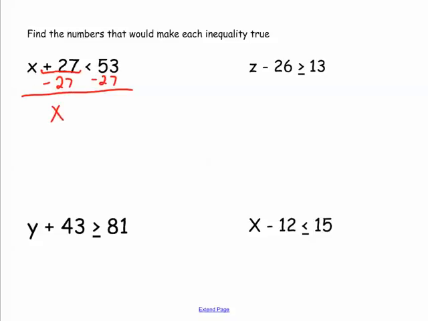So x is less than, I'm going to have to borrow here. So x is less than 23. So it's any number less than 23. Okay? So 22 would work, 21, okay? Even 22.9 would work. Anything less than 23. All right? I want you to pause the video and do these other three and let's see how you do with them.